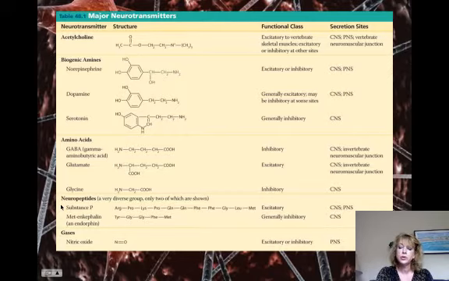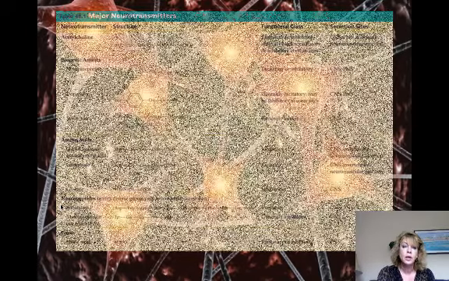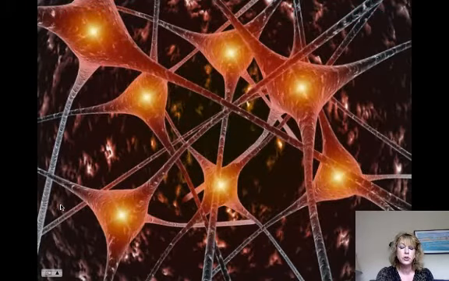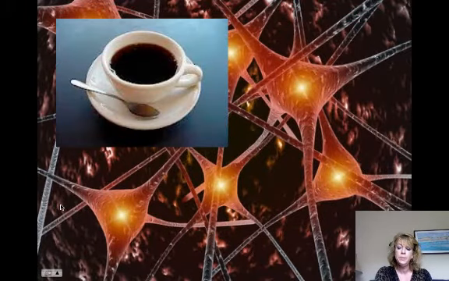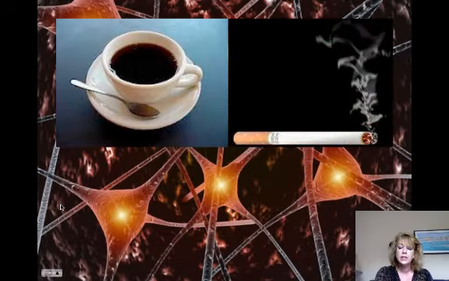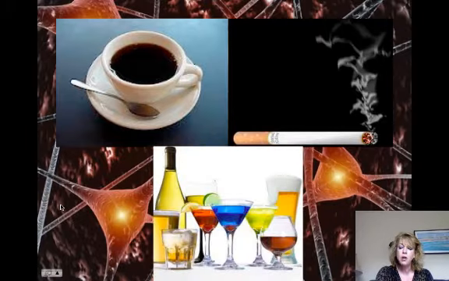Biogenic amines are neurotransmitters made from amino acids. Epinephrine, norepinephrine, serotonin, and dopamine are all examples of biogenic amines. Things like serotonin and dopamine affect sleep, mood, attention, and learning. Certain substances can affect neurotransmitters. For example, caffeine reverses inhibiting neurotransmitters. Nicotine activates acetylcholine receptors, and alcohol increases inhibitors.